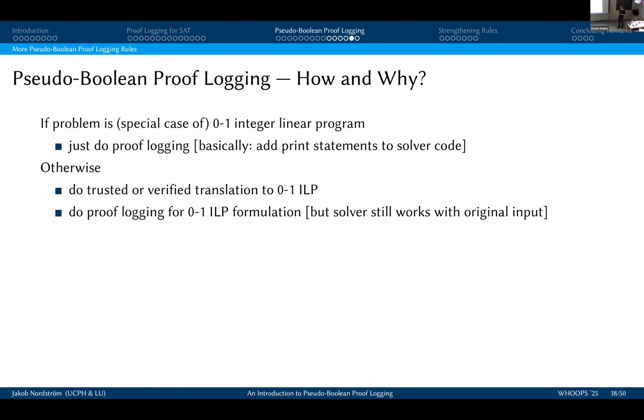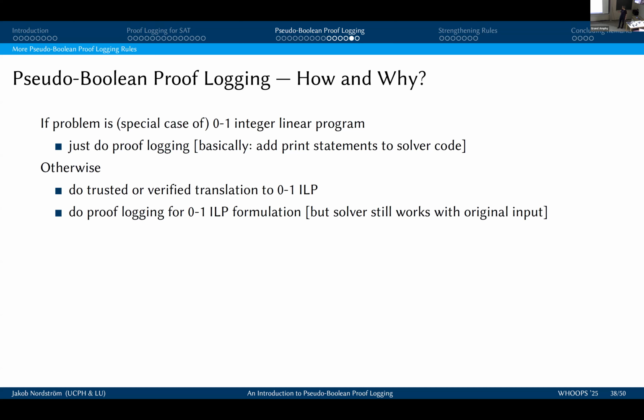Otherwise, if you don't have a 0-1 integer linear program, you have to translate it to 0-1 ILP somehow. But this is a very expressive formalism, and often you can do this in a clean way. For example, for graph problems, if you want to solve max clique, there's an obvious 0-1 ILP that in some sense is max clique.